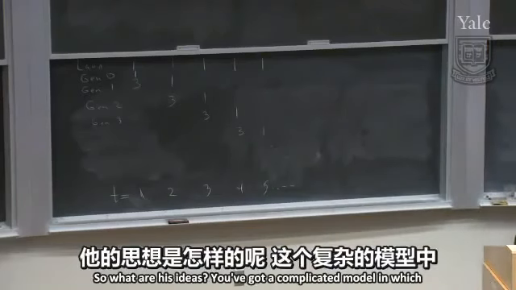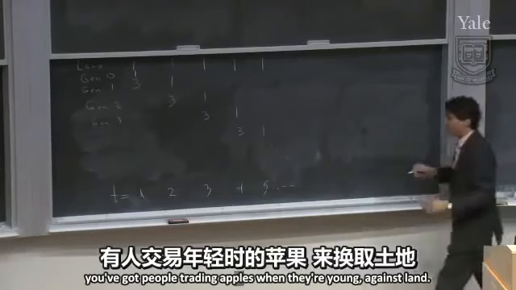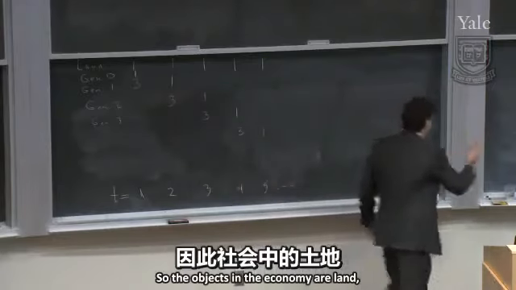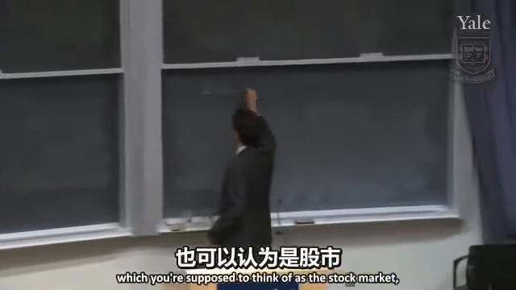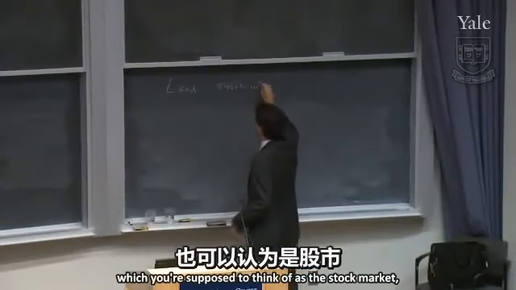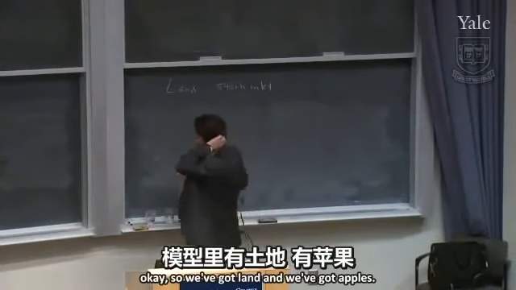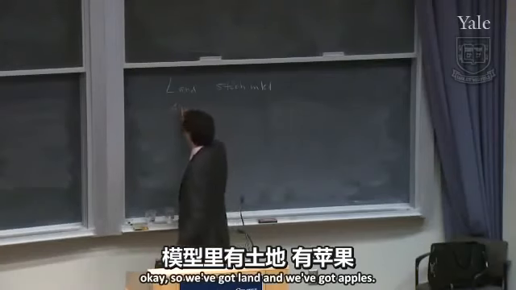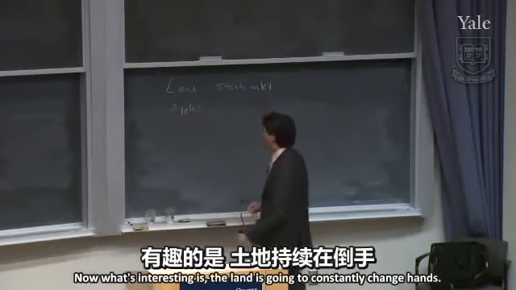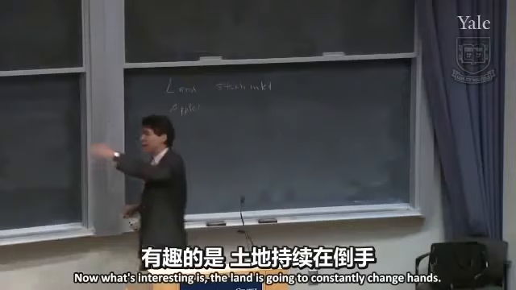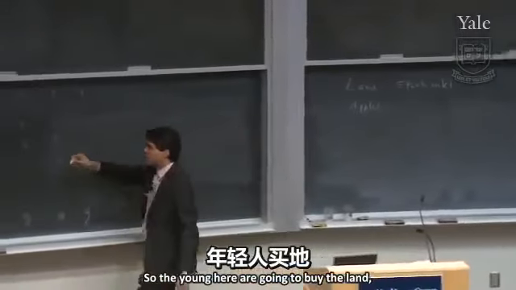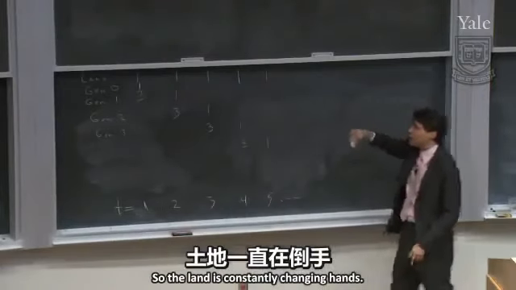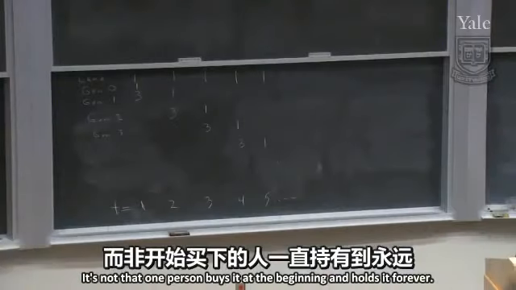So what are his ideas? You've got a complicated model in which you've got people trading apples when they're young against land. So the objects in the economy are land, which you're supposed to think of as the stock market, and apples. Now what's interesting is the land is going to constantly change hands. The young are going to buy the land, but when they get old, they're going to sell it. It's not that one person buys it at the beginning and holds it forever.